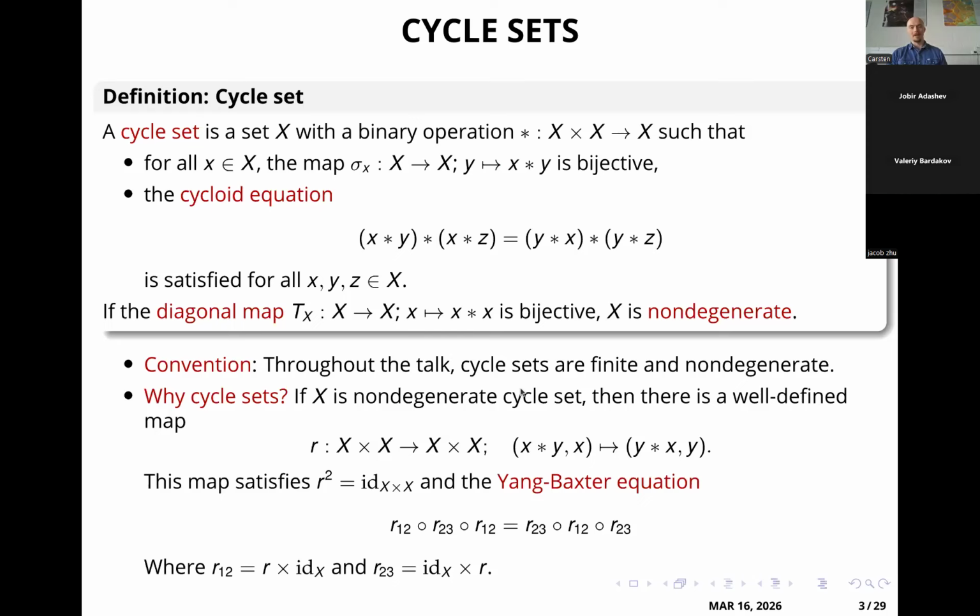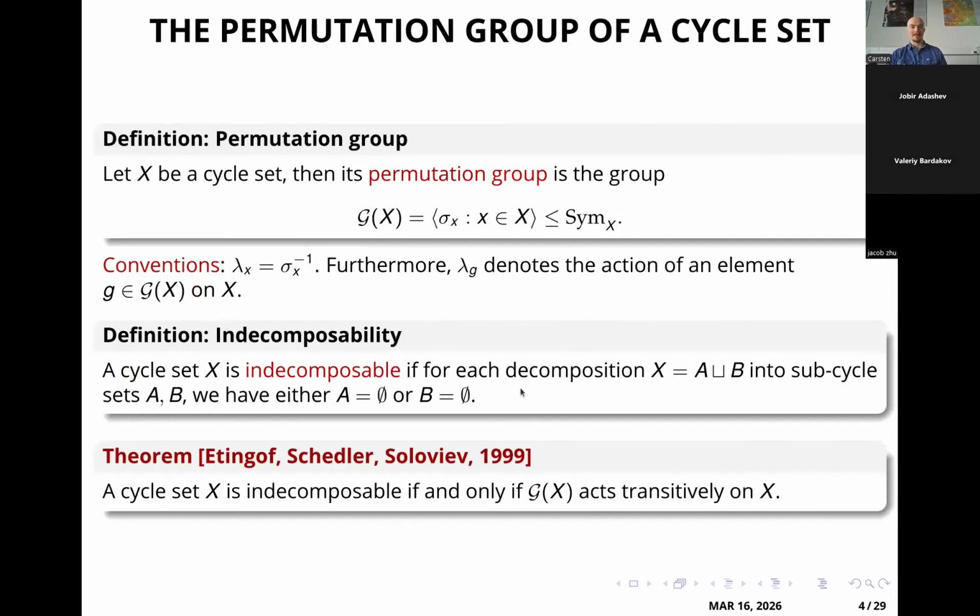A very simple algebraic machine is the permutation group of a cycle set. What is the permutation group of a cycle set? It is simply the group generated by the left multiplications in the cycle set. If you have encountered quandles once, you will have seen a very similar concept. Furthermore, we will later need the so-called lambda maps, which are simply the inverses of the left multiplication maps, and we denote the action of any element g in G by lambda_g.